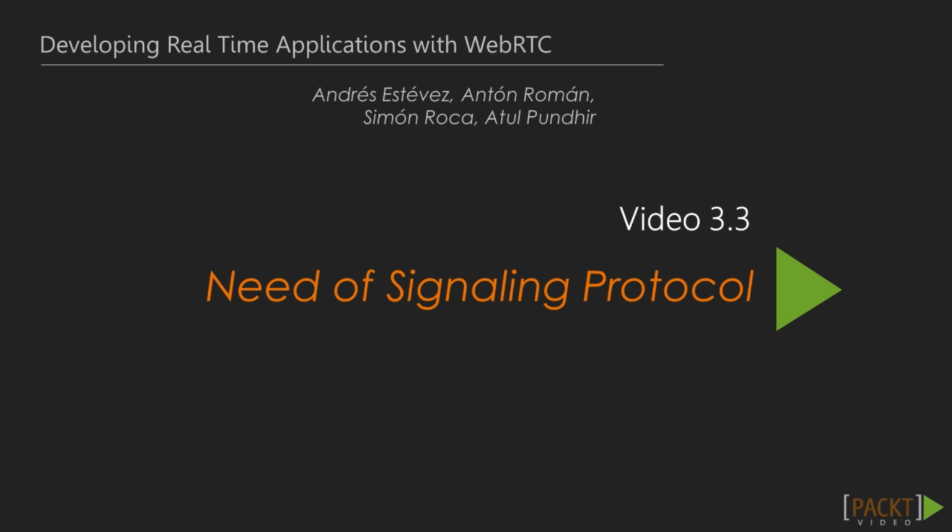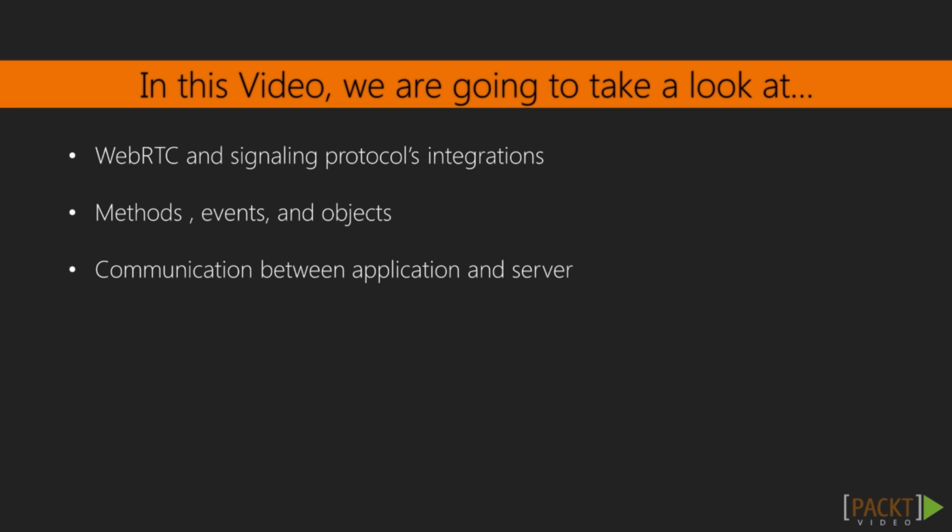Welcome back to section 3, where we are learning about signaling, which is the last piece of the WebRTC puzzle. In the previous video, we learnt about 3 different signaling products, which combined with WebSockets will provide proper signaling for WebRTC. In this video, we'll see what we need from a signaling protocol to get WebRTC working, which of these methods, events, and objects need a signaling server to offer users as much capabilities as possible. We will also look into the communication between an application and a server.